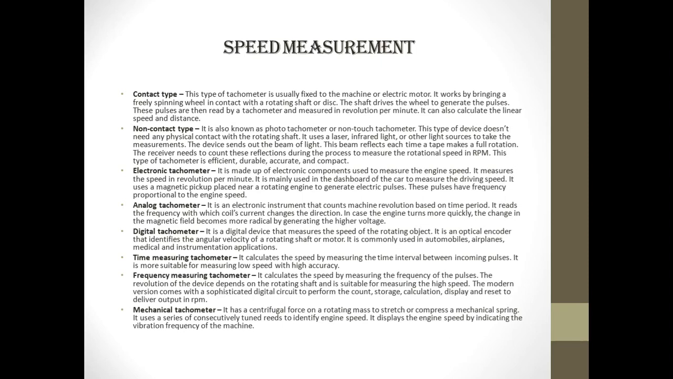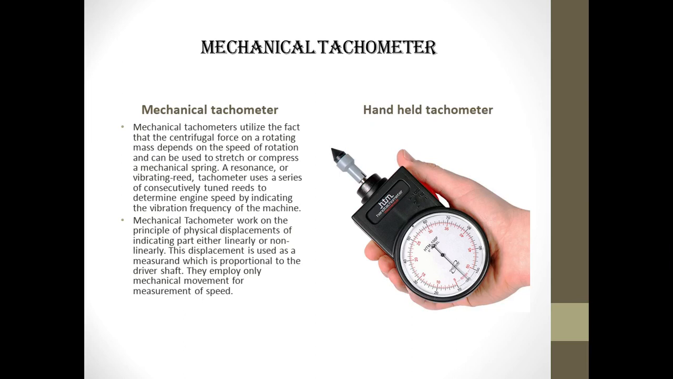Now we will try to understand mechanical tachometer at first. What is a mechanical tachometer? It is a mechanical device which works on the principle of physical displacement of indicating parts either linearly or non-linearly. The displacement is used as a measurand which is proportional to the driver shaft.